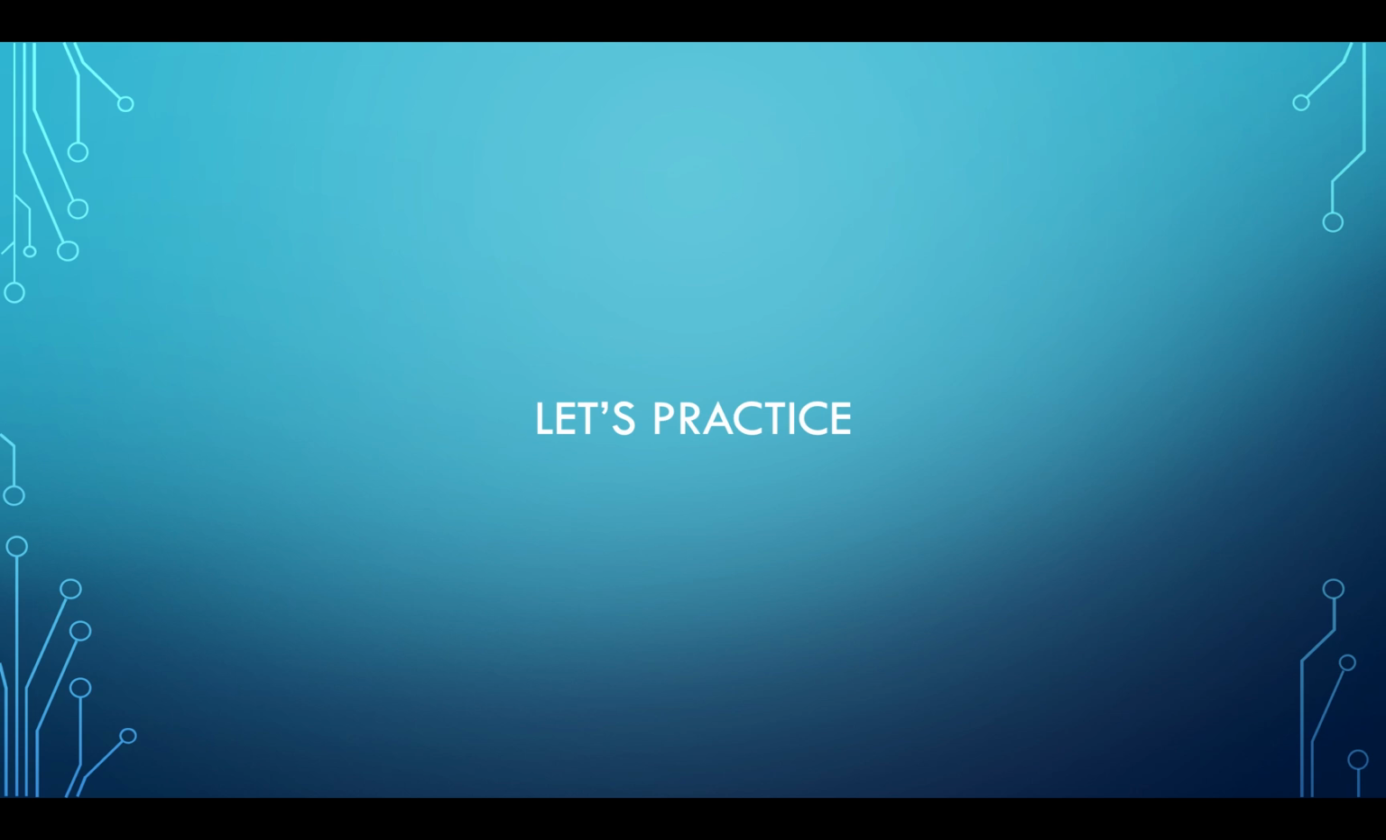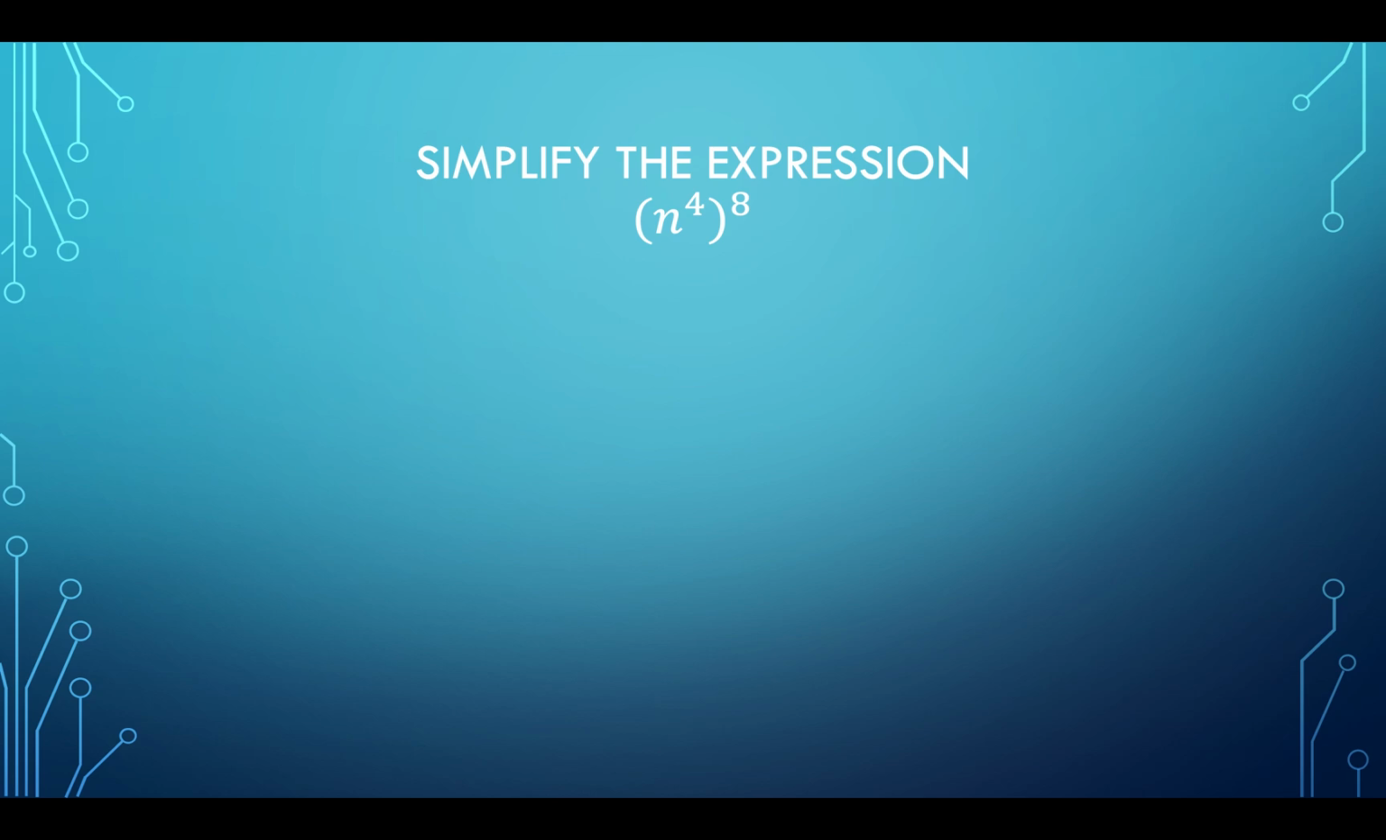So let's practice some examples we've just covered in 7.3. Okay, so we're going to simplify the expression. In parentheses, we have n to the 4th power, close the parenthesis, all to the 8th power. So because it's an exponent to an exponent, we're going to end up multiplying these two numbers now. So now you have n to the 4 times 8. 4 times 8 gives us 32. So your final answer for this is n to the 32nd power.